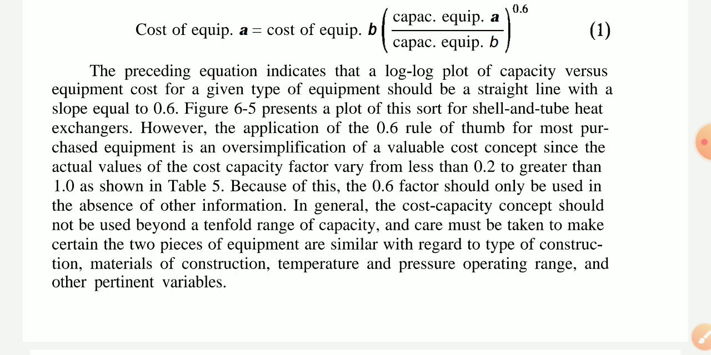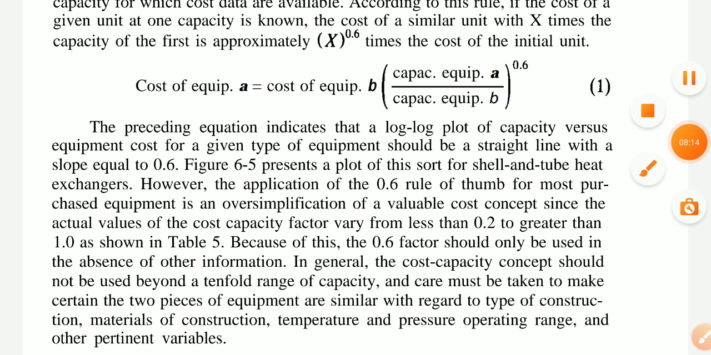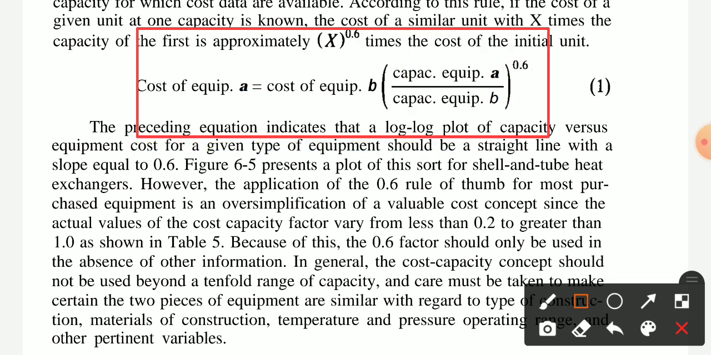Okay, the preceding equations indicate that a log plot of the capacity versus equipment cost for a given type of equipment should be a straight line with a slope equal to 0.6. Okay, so which graphical system is this equation? I know the cost of equipment A is equal to the cost of equipment B.